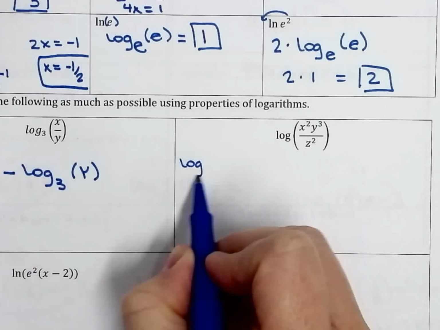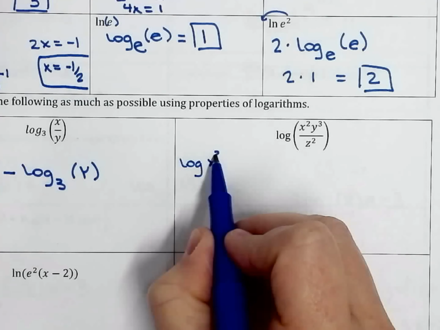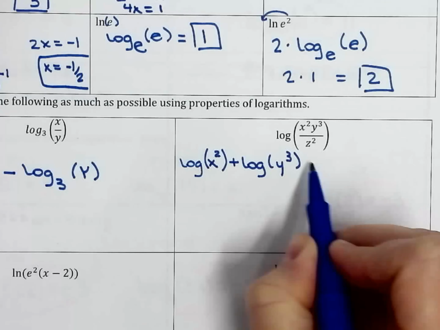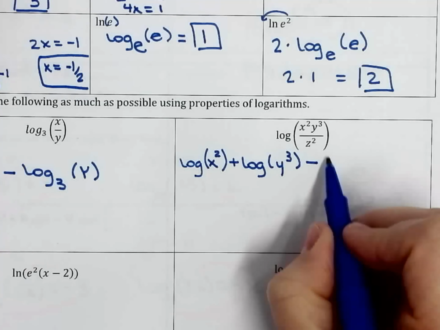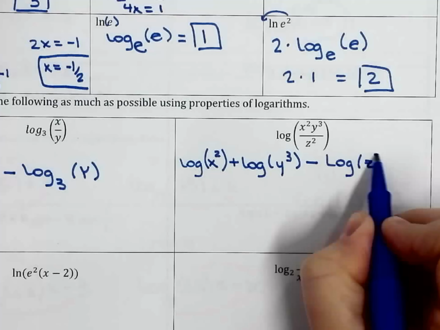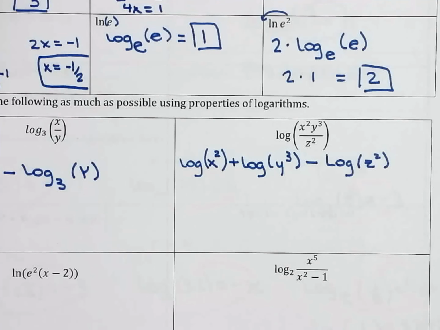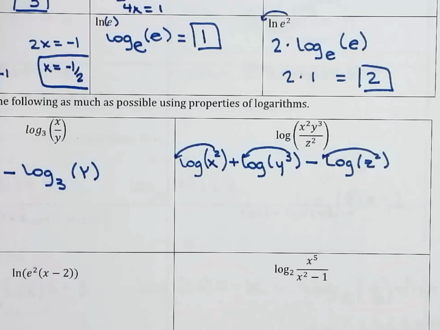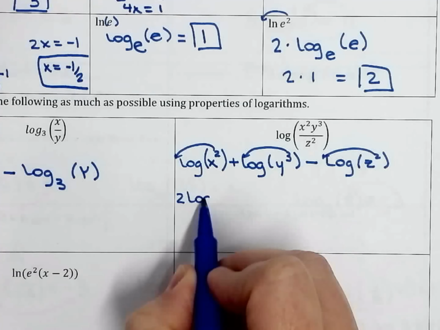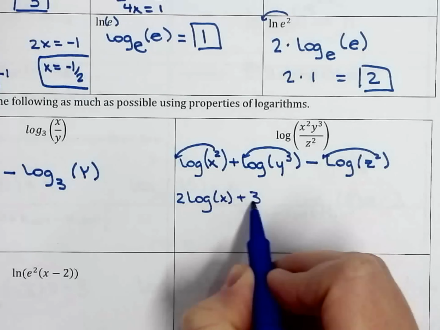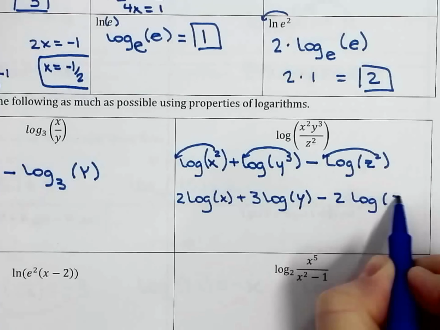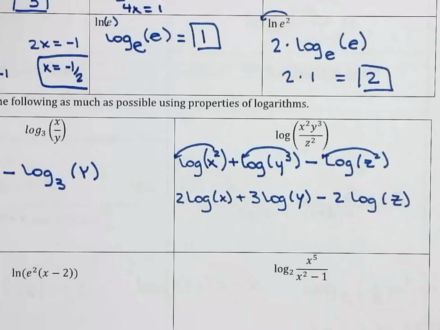So log base 10, or common log, of x squared plus log of y cubed minus, because we're dividing, log z squared. Okay, now I need to deal with the exponents, and the exponents will all go in the front multiplying. So 2 log of x plus 3 log of y minus 2 log of z. There's nothing else we need to do to simplify. That's fully expanded right there.